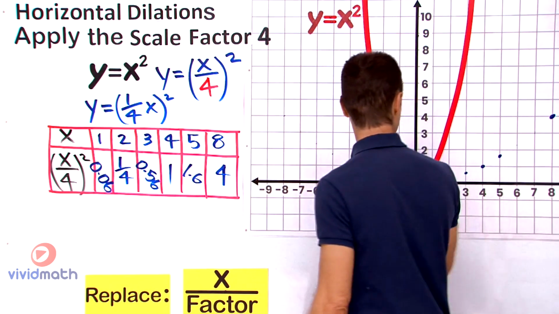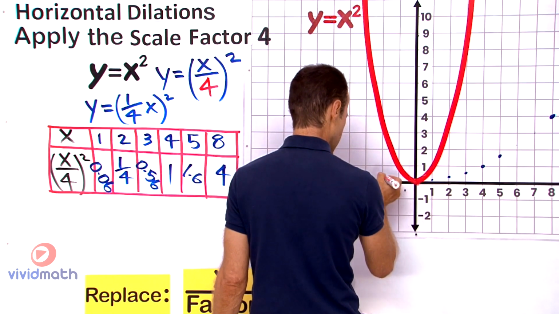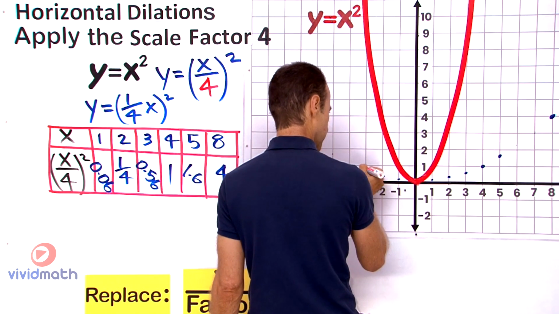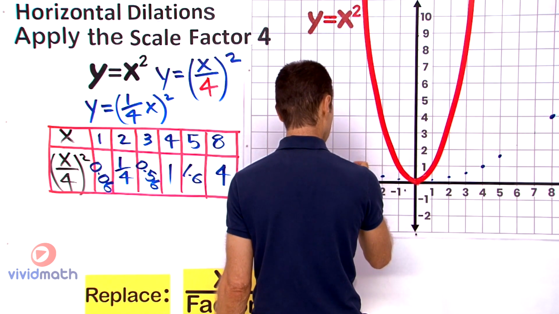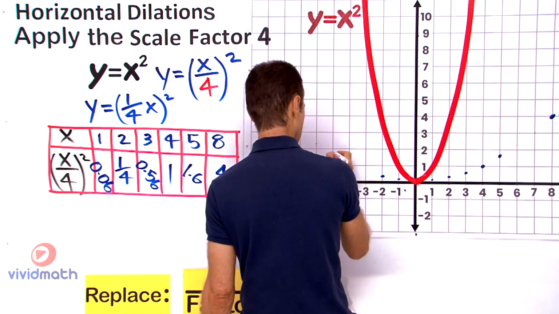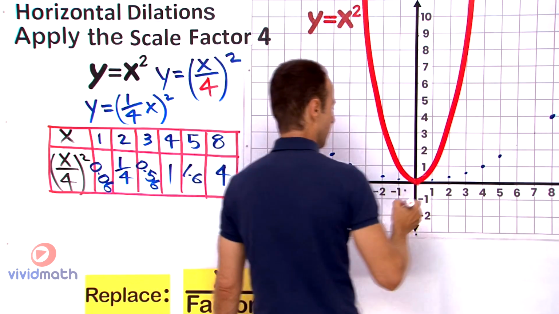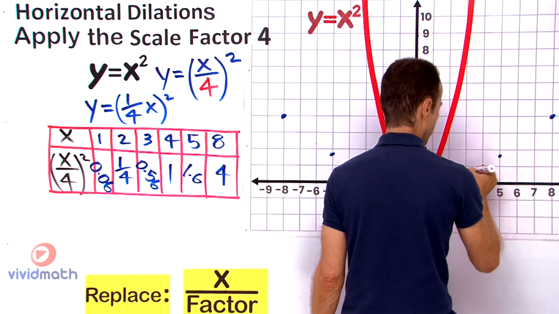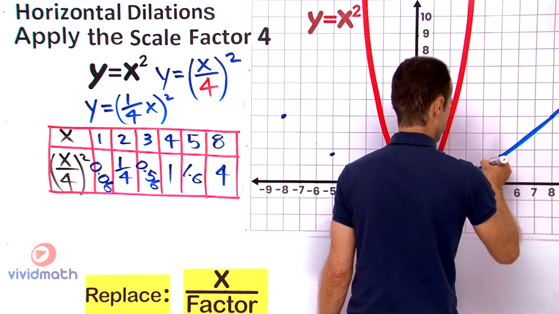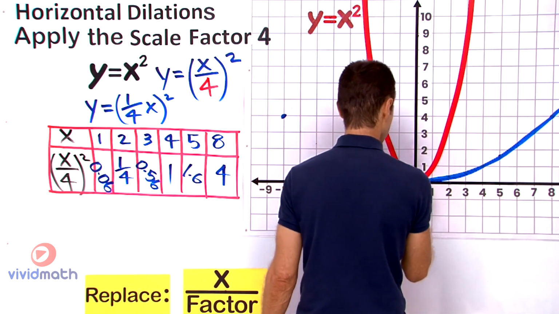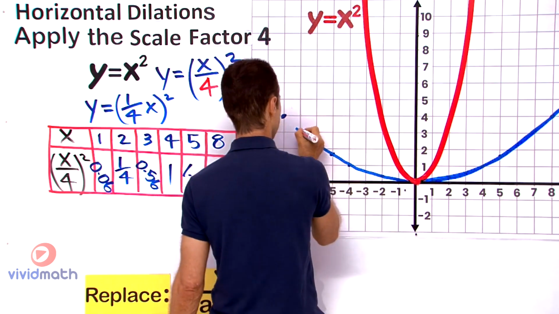Now if I mirror that across the other side, 1 is going to be there, 1, 2, 3, 4, that's going to go there, and that is going to go up there. So if I join the dots here, it's going to look like that. So as you can see, it is stretched, not compressed.